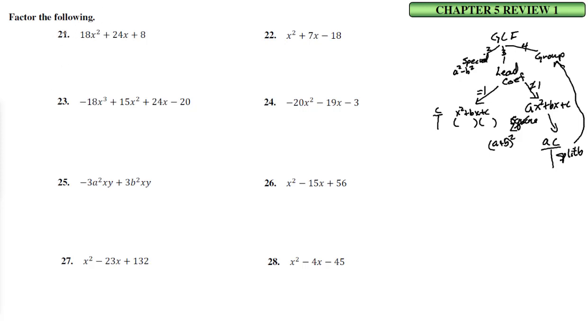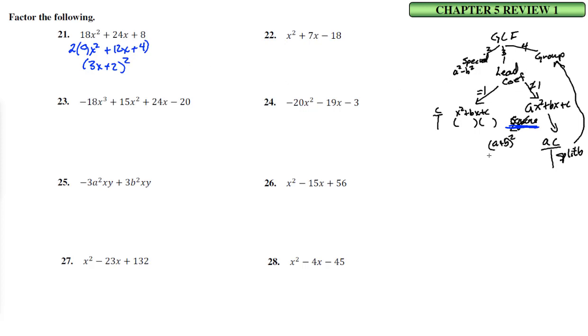All right, number 21. First step, pull out the greatest common factor. Looks like there is a 2 in everything here. When we pull that out, we get 9x squared plus 12x plus 4. Okay, so we go down here. We have 3 terms left. Leading coefficient is not equal to 1, and so we check to see if it is a perfect square. Well, 9 is 3 times 3 and 4 is 2 times 2, so it probably is 3x plus 2 squared.